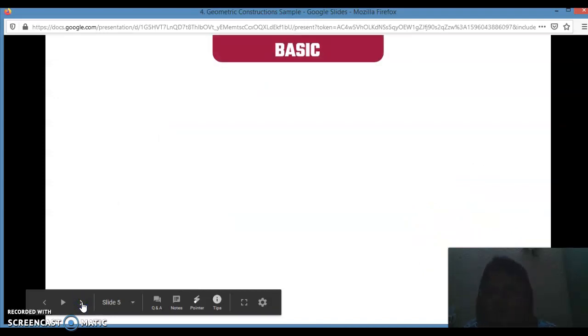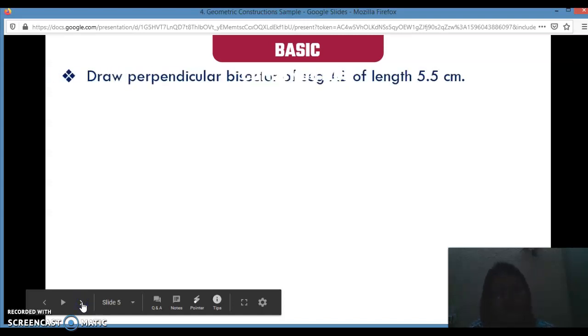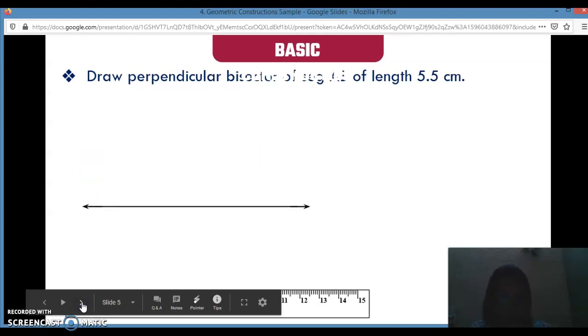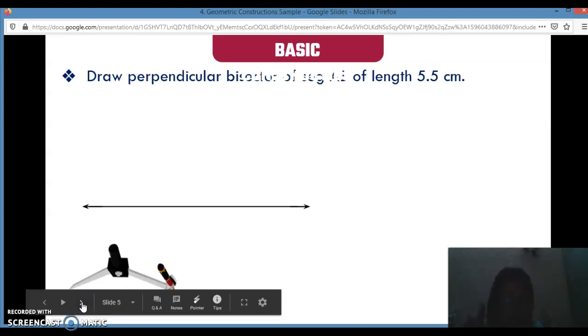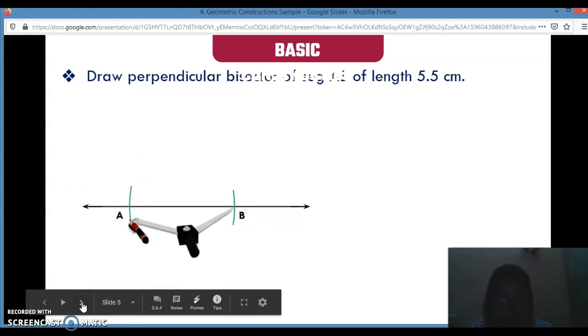Now let us have a look at another type of construction, children. Draw a perpendicular bisector of a segment of length 5.5 centimeter. So what is the step? First you will draw a line, then you will take a 5.5 centimeter line segment just by drawing an arc on this line. So this particular distance between point A and B is my line segment AB, which is of length 5.5 centimeter.